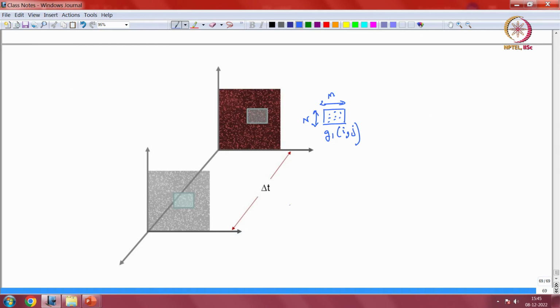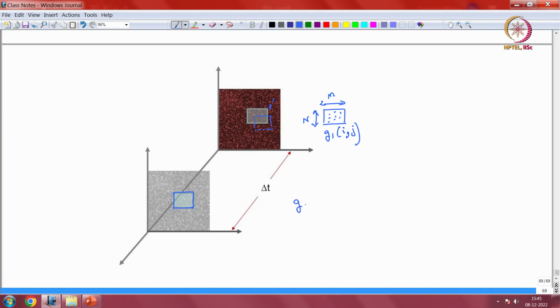Now, this particular small box, which we will call G1, you have to find where it has moved in the second image. This collection of particles would have moved somewhere in the second image, and it will not be at the same location. Maybe this is the new location in the second image, but this location is unknown. So, you have to find out where this G1 is in the second one. Let us say you start with some guess, a guess of where G1 has moved.